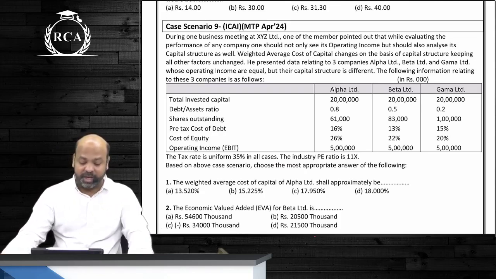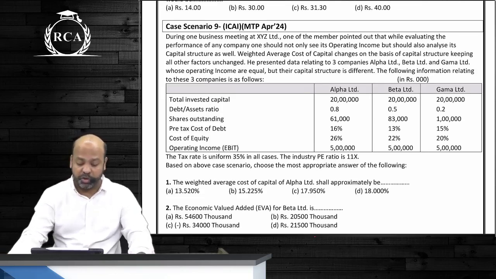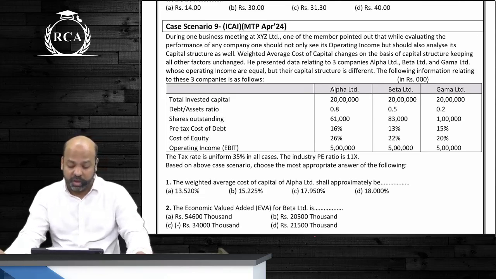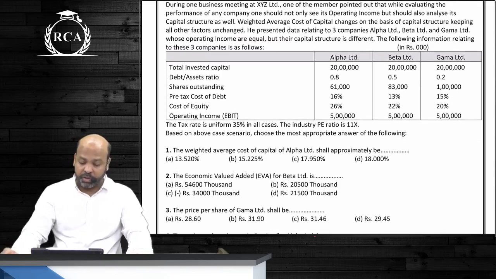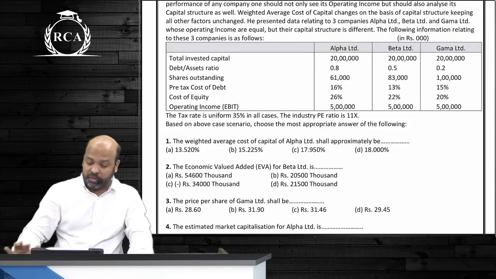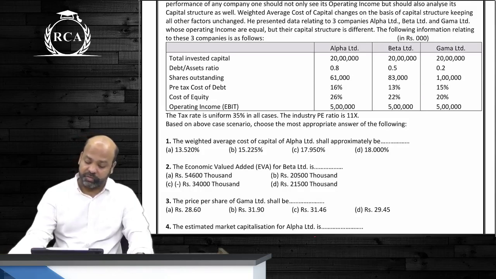During a business meeting at XYZ Limited, one of the members pointed out that while evaluating the performance of any company, one should not only see its operating income but should also analyze its capital structure. Weighted average cost of capital changes on the basis of capital structure, keeping all other factors unchanged. He presented data relating to 3 companies, Alpha, Beta and Gamma. They've given us total invested capital, debt to asset ratio, shares outstanding, pre-tax cost of debt, cost of equity, and operating income.